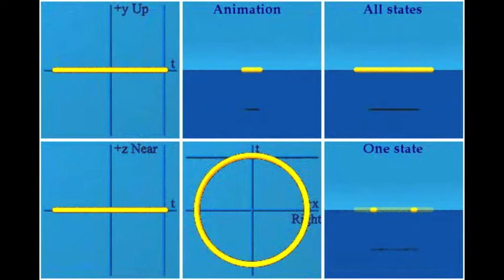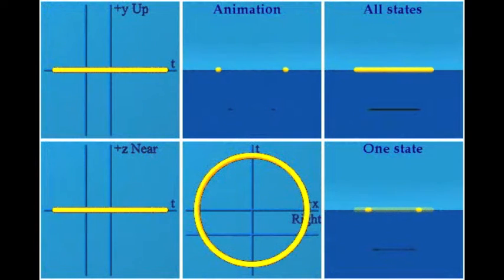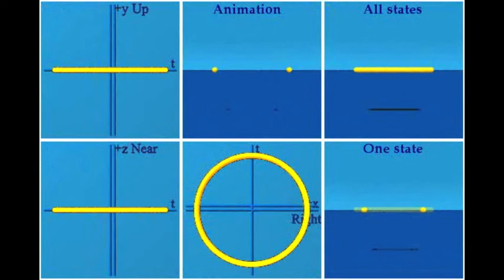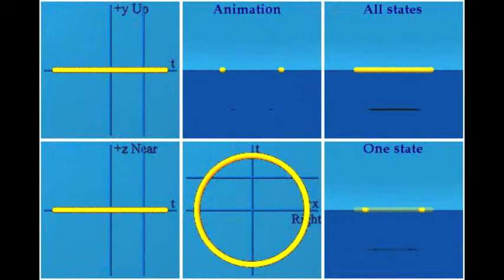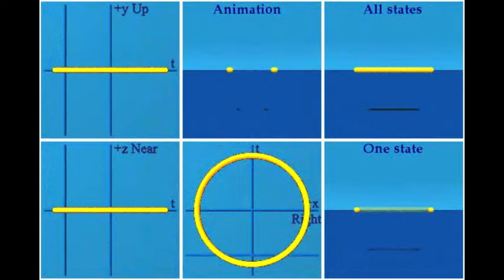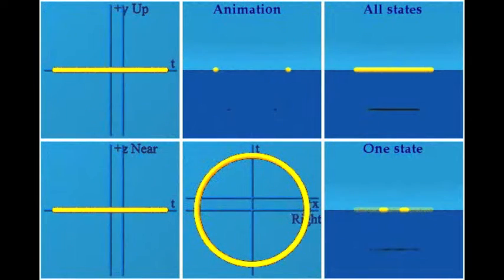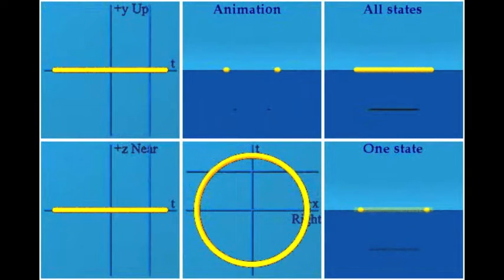Time marches forward in the up-down plus time and near-far plus time complex planes. The animation creates a straight line in space. The highest speeds happen at the creation and annihilation events, and the slowest speeds happen at the turnaround point.